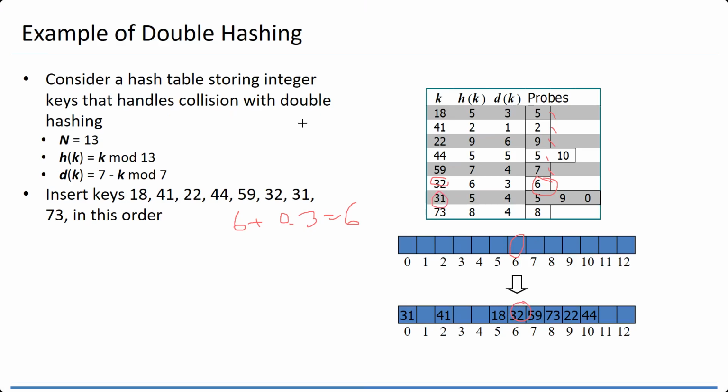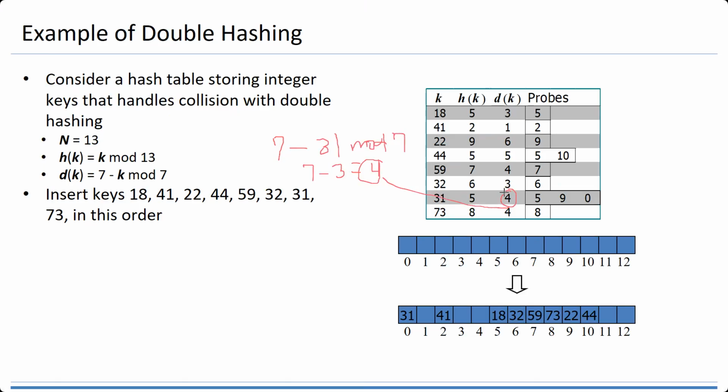Then we put 32 in the position 6. Now 31. 31 mod 13 is 5. Okay. And then 7 minus 31 mod 7. Then it is 7 minus 3. Then it is 4. Then 4 we put here.